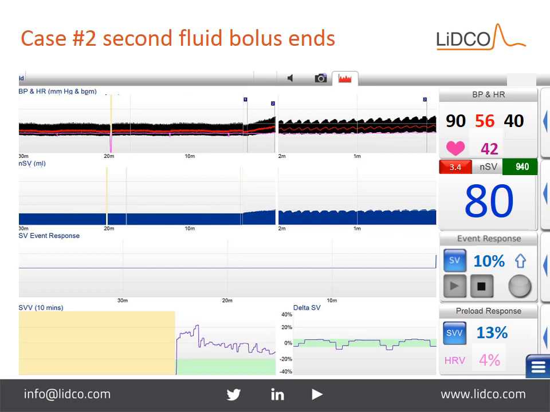At the completion of a second bolus, you can see that basically nothing has moved. His cardiac output is still 3.4. His stroke volume is still 80. His MAP still remains below what we would consider adequate perfusion. Mean arterial pressure at 56. His heart rate is still low.